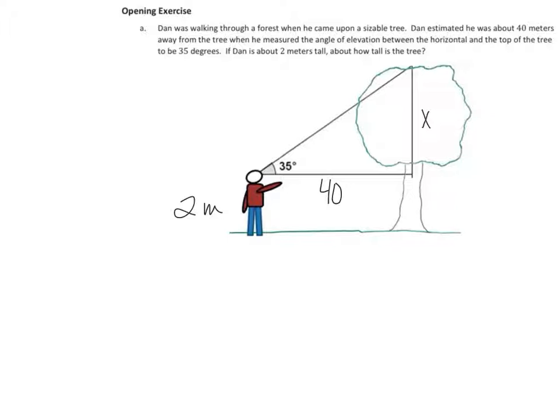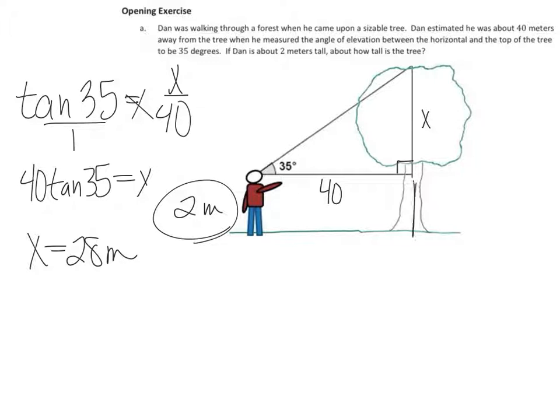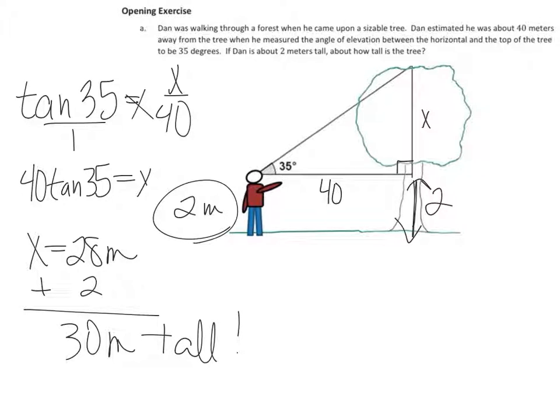So if we're trying to find x and we don't know the hypotenuse, because there's our right angle, we're going to need tangent. So tangent of 35 equals opposite over adjacent. Cross multiply, and I have 40 times tan 35 equal to x. 40 tan 35 is 28. So x equals 28 meters. But don't forget that we're missing this part right here. So the tree is approximately 30 meters tall. But we're not done yet.